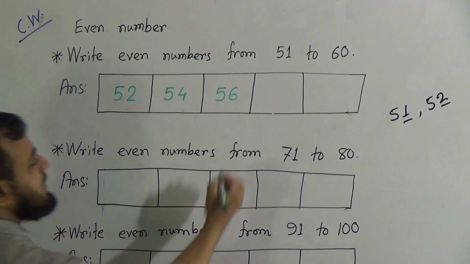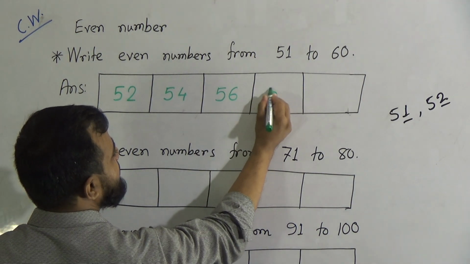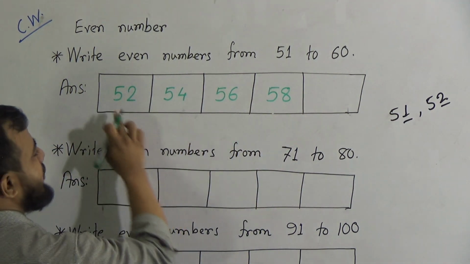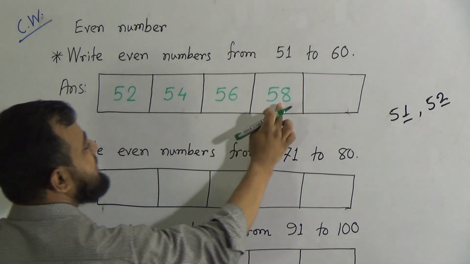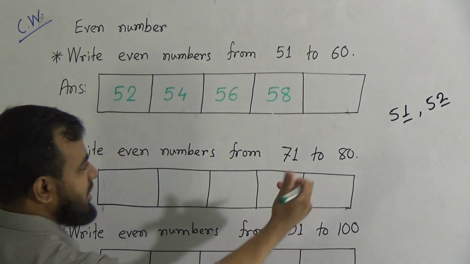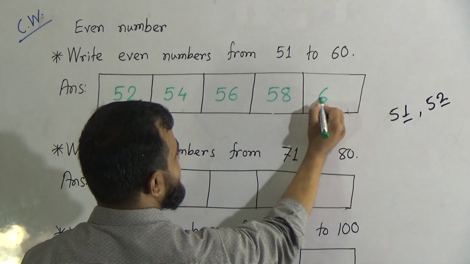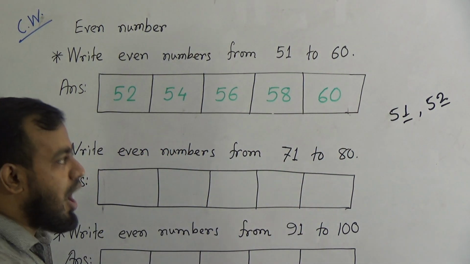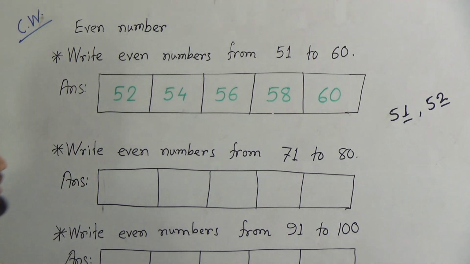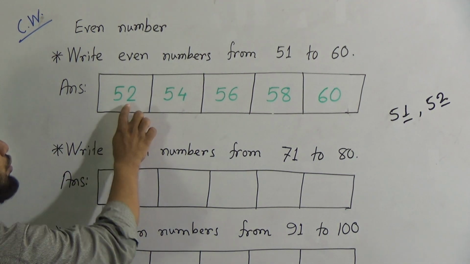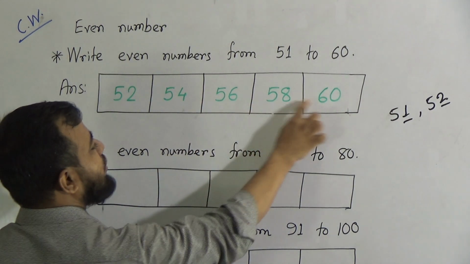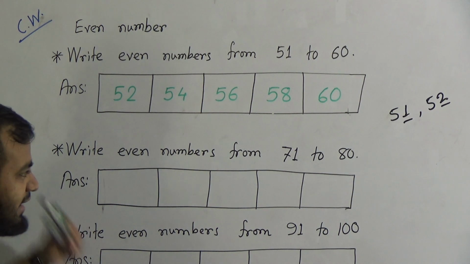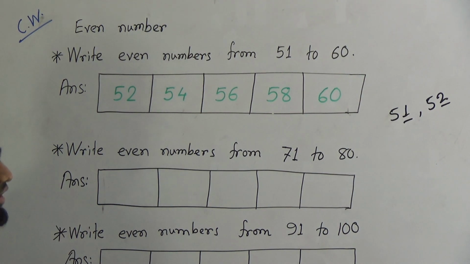Our next even number is 58, because even numbers come after every one number. Now 52, 54, 56, 58, and the next even number will be 60, because when we have 0 in the ones place, that number will be our even number, my dear students. Any number which has 2 or 4 or 6 or 8 or 0 in the ones place is called an even number. Like this way we should solve the next questions.